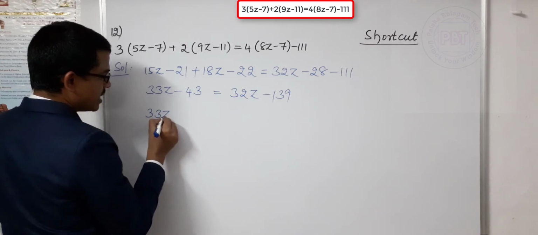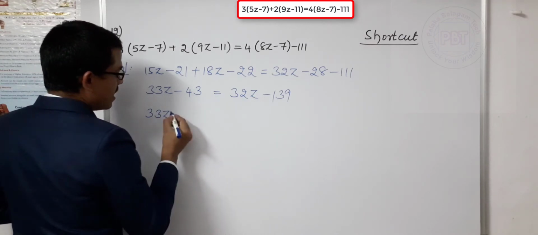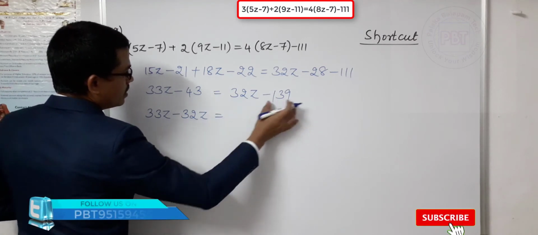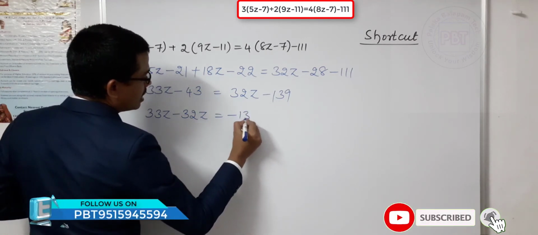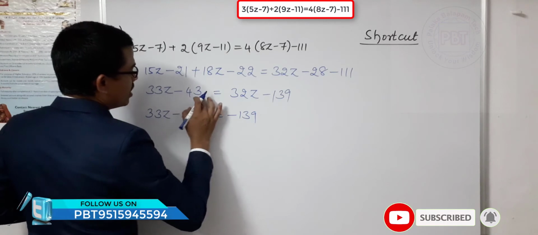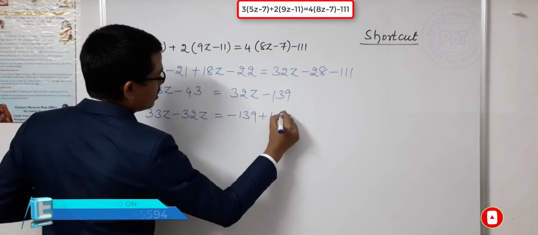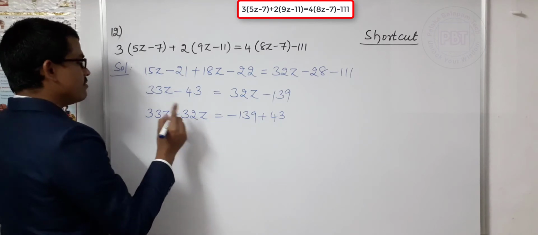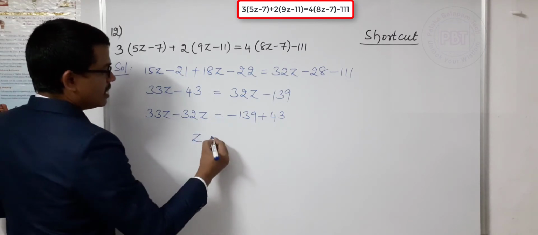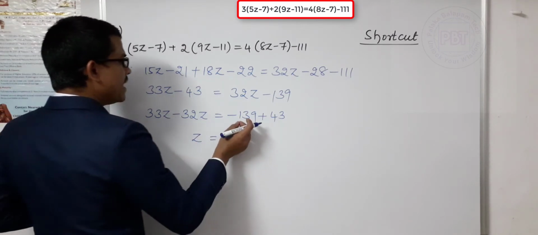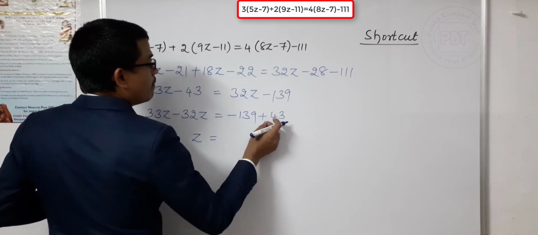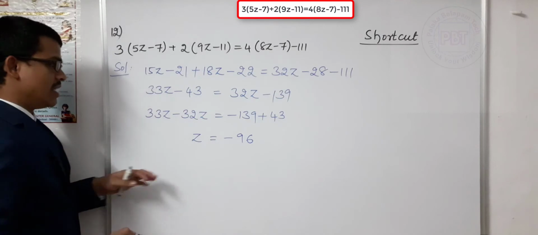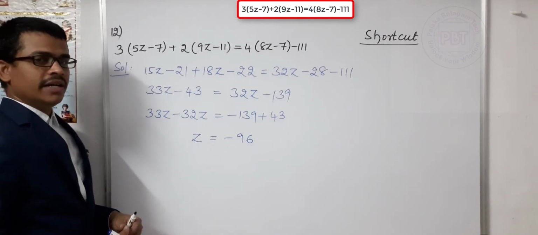Now 33z minus 32z, that equal to the constant here, minus 139 plus minus 43 becomes plus 43. Okay, now 33 minus 32 is 1z, that is z, that equal to minus 139 plus 43, minus 96. So therefore the z value is minus 96.